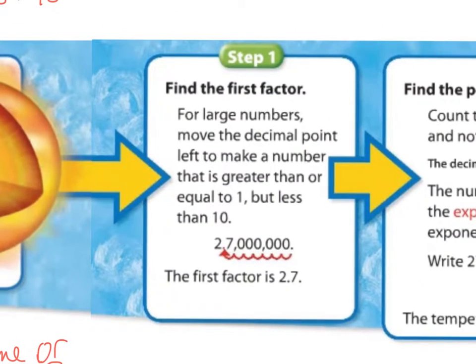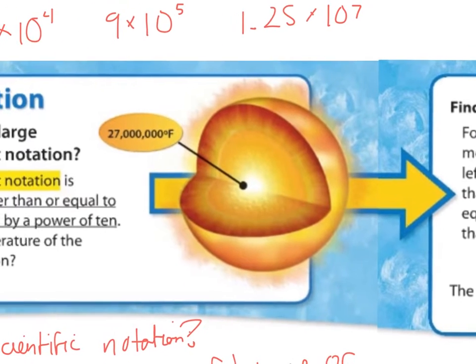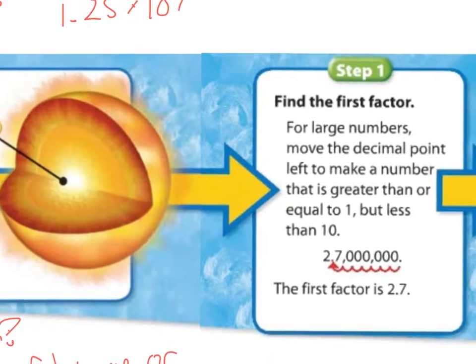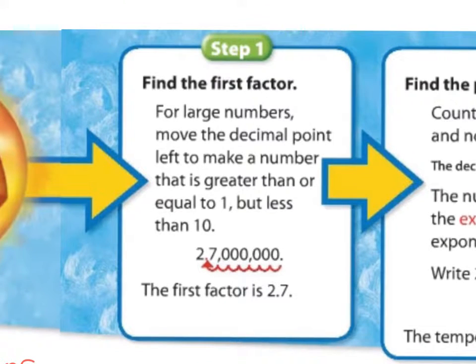So step 1, taking that number that we just got from the sun's core, 27 million degrees Fahrenheit, which is quite warm. So how am I going to take that number and make it into scientific notation? Well, it says for large numbers, move the decimal point to the left to make a number that is greater than or equal to 1 but less than 10. So just between 1 and 10. All right, so we're moving the decimal point from over here all the way, and I see that 2.7 is a number between 1 and 10. So that will work for us.